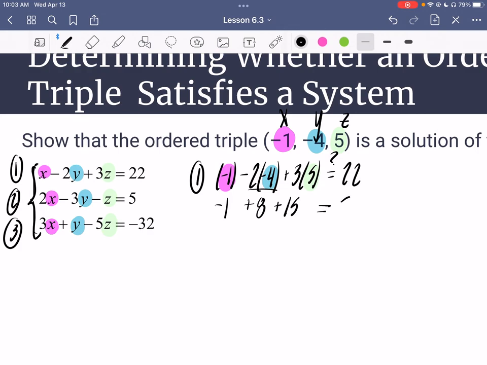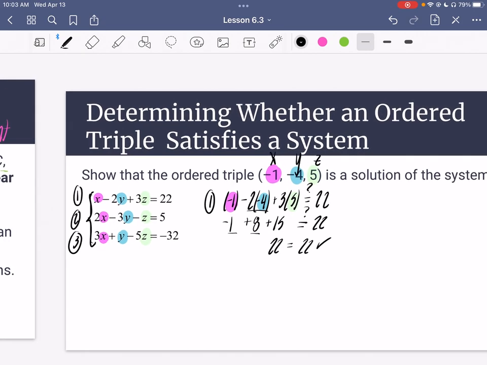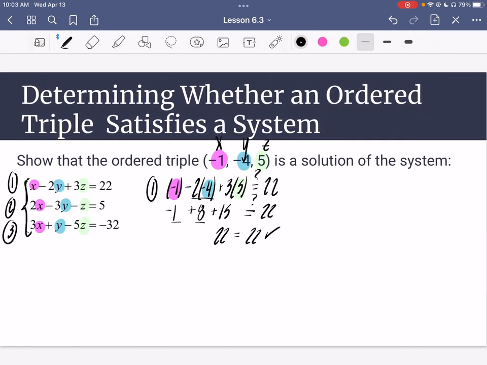I'm going to still see, does this in fact equal 22? So -1 plus 8 is 7, 7 plus 15 is 22. So yep, this one checks out. 22 I get on the left side, I also get on the right side. So this one does work for this specific equation.